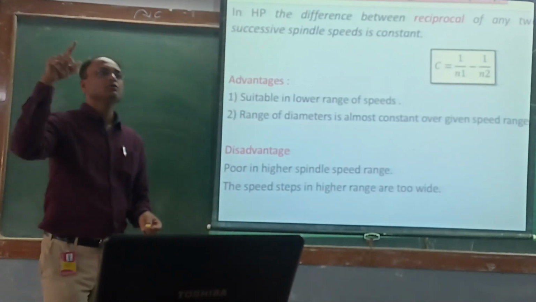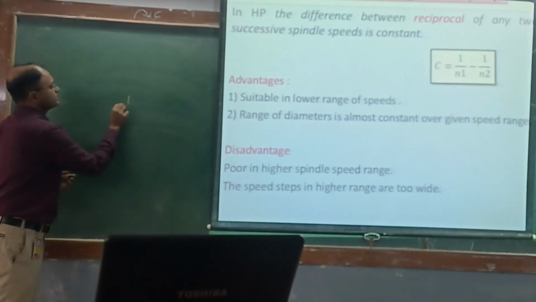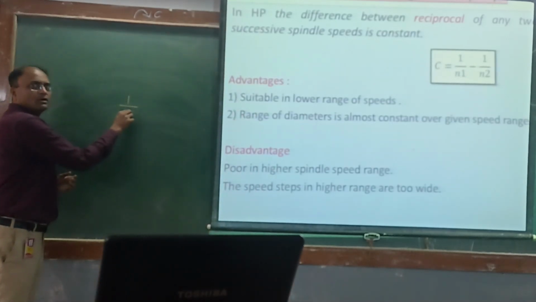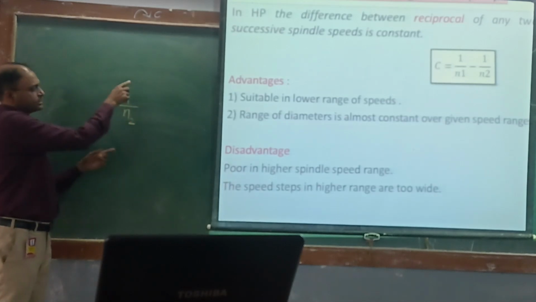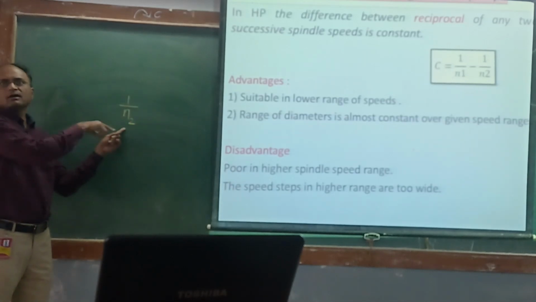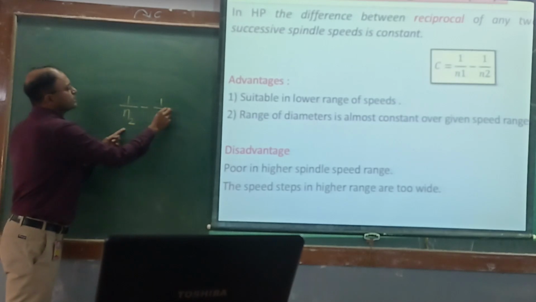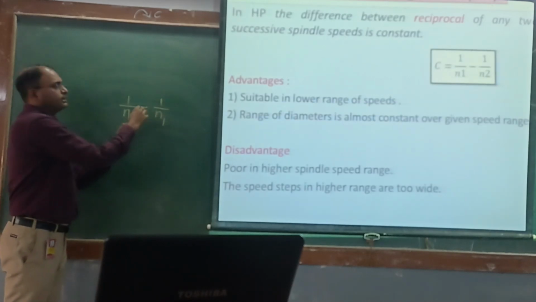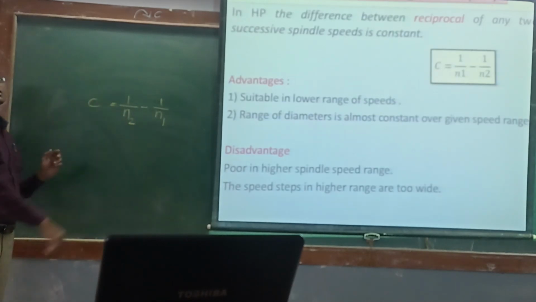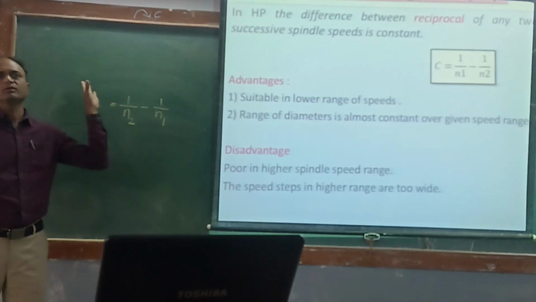reciprocal of any two successive speeds. Let us say successive speeds are n1 and n2. So difference 1 upon n2, reciprocal of higher speed minus reciprocal of lower speed. This is always constant in case of harmonic progression.